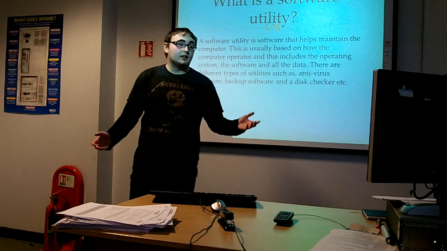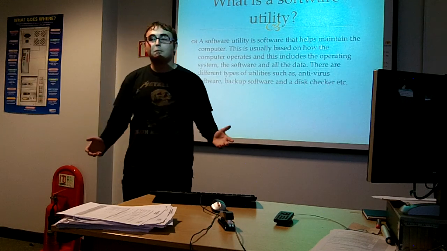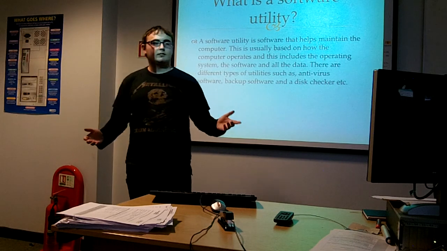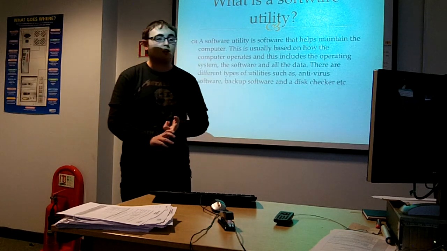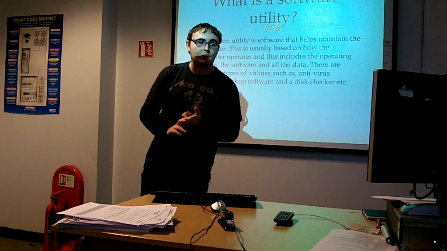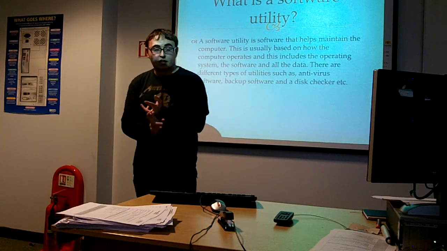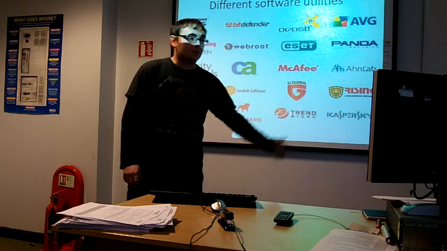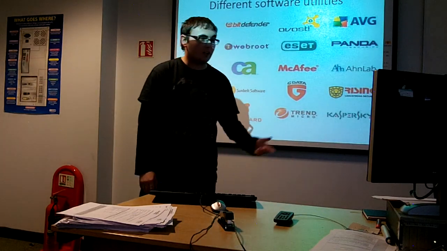Right, what is a software utility? A software utility is software that helps maintain a computer. This is usually based on how the computer operates. This includes the operating system, the software, and all the data. There are different types of utilities, such as antivirus software, backup software, and even a disk checker, etc. These are different software utilities, as you can see.